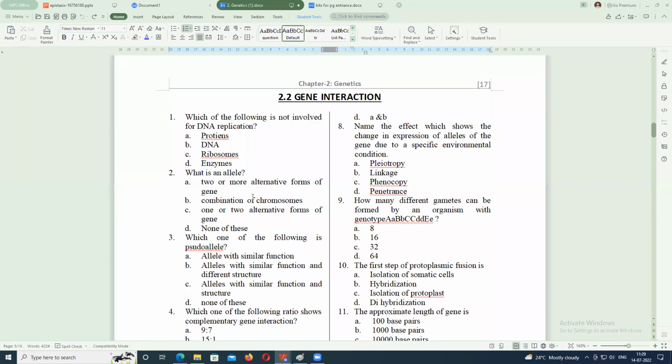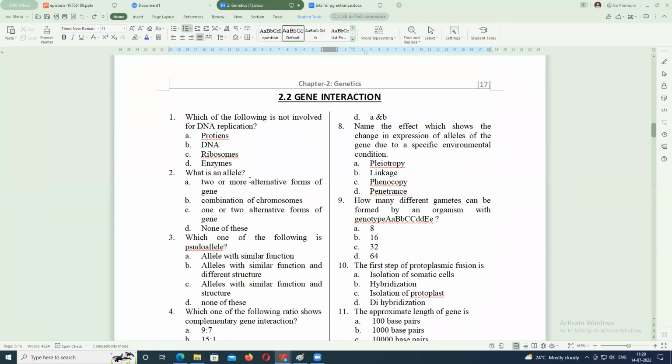Gene interaction. Which of the following is not involved in DNA replication? You have to answer very quickly. Ribose. Who's this? Akhila. Very nice. All of you have to attempt.